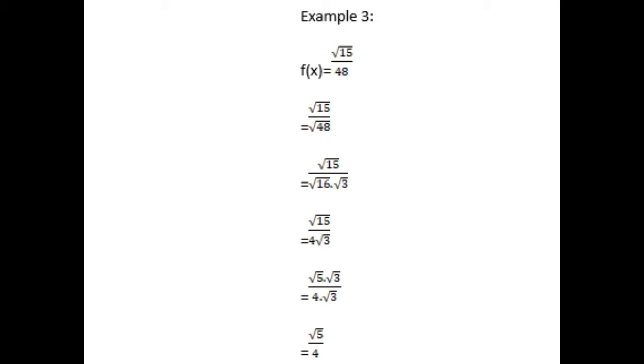We're going to factor 15 also. So square root of 5 times 3 over 4 times square root of 3. Next, we're going to cancel square root of 3, which is equal to square root of 5 over 4. And that's the final answer.